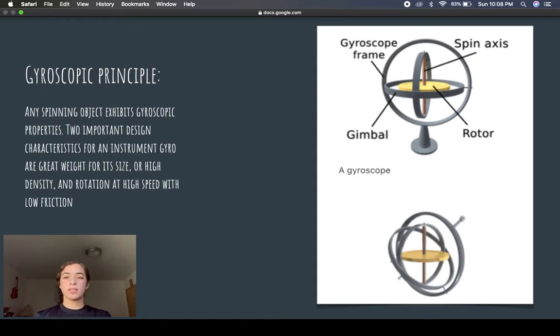The reason why these characteristics are so important is because in the aircraft it's necessary that the gyro instruments remain stable with the change of altitude and pressure. That way we know that the information that is being displayed is more reliable.